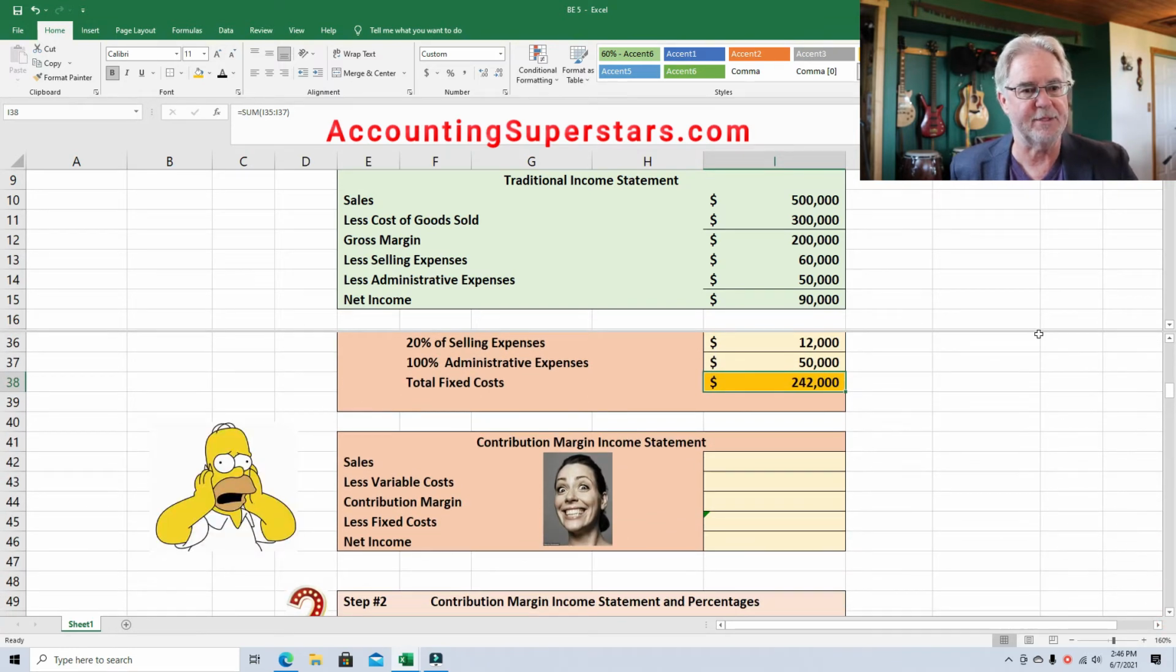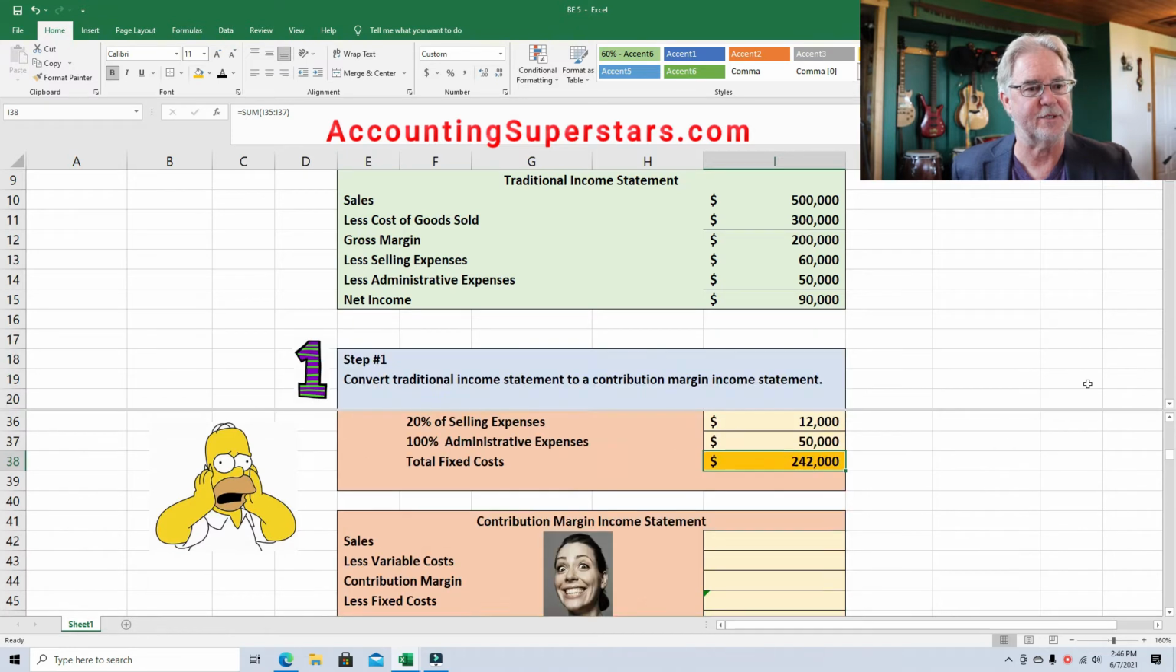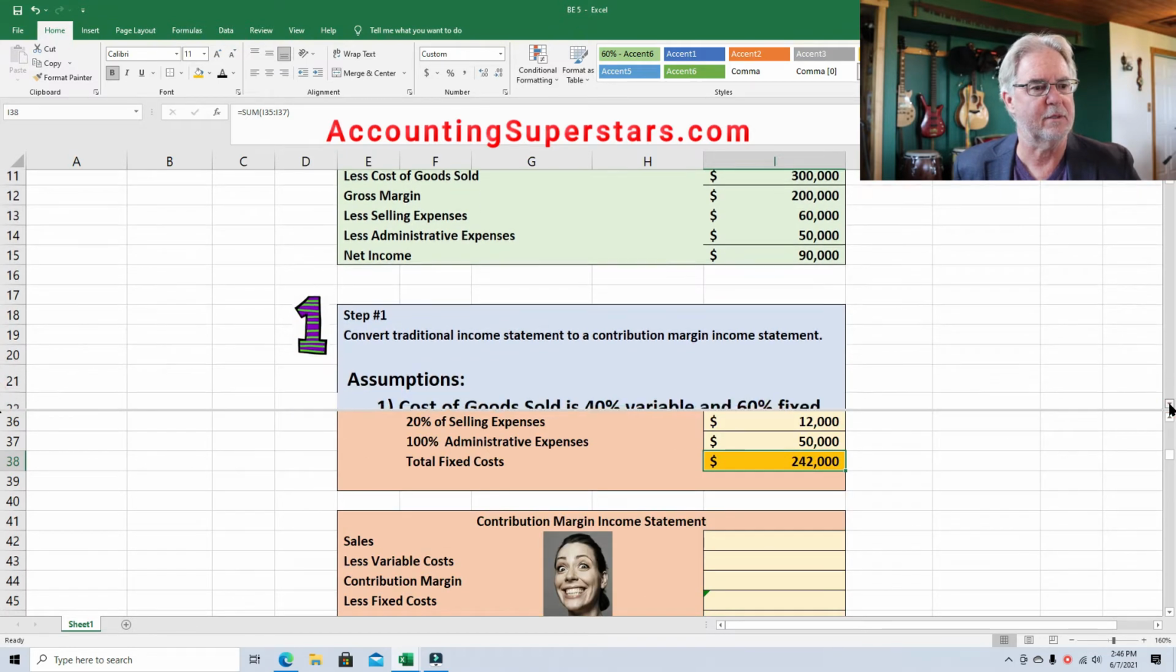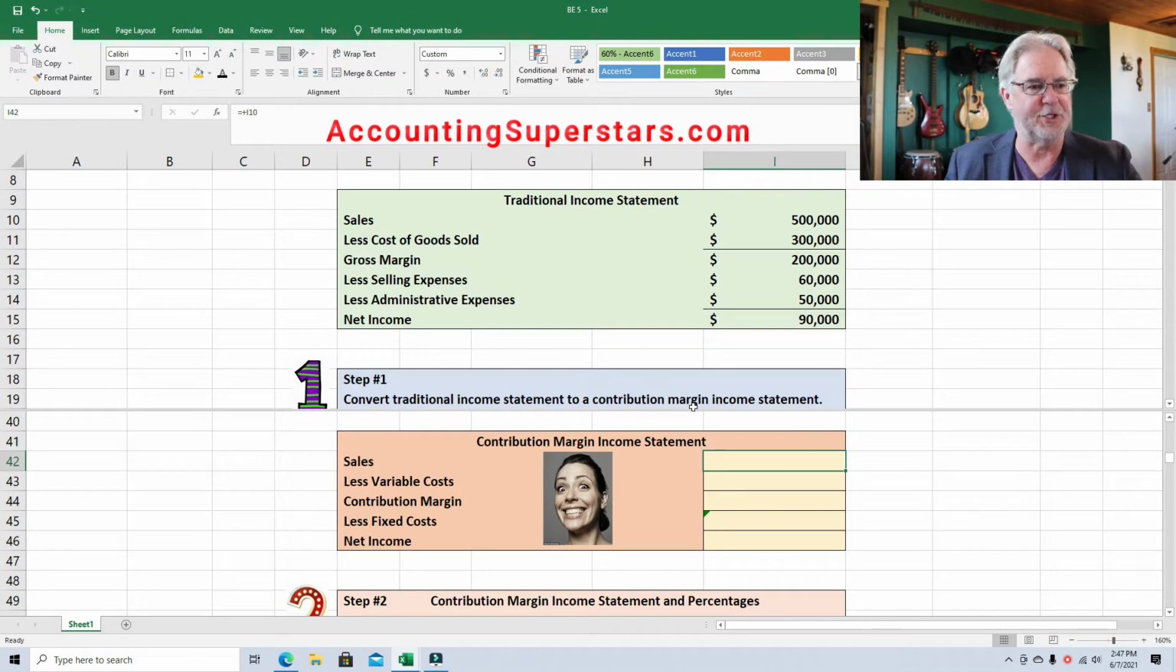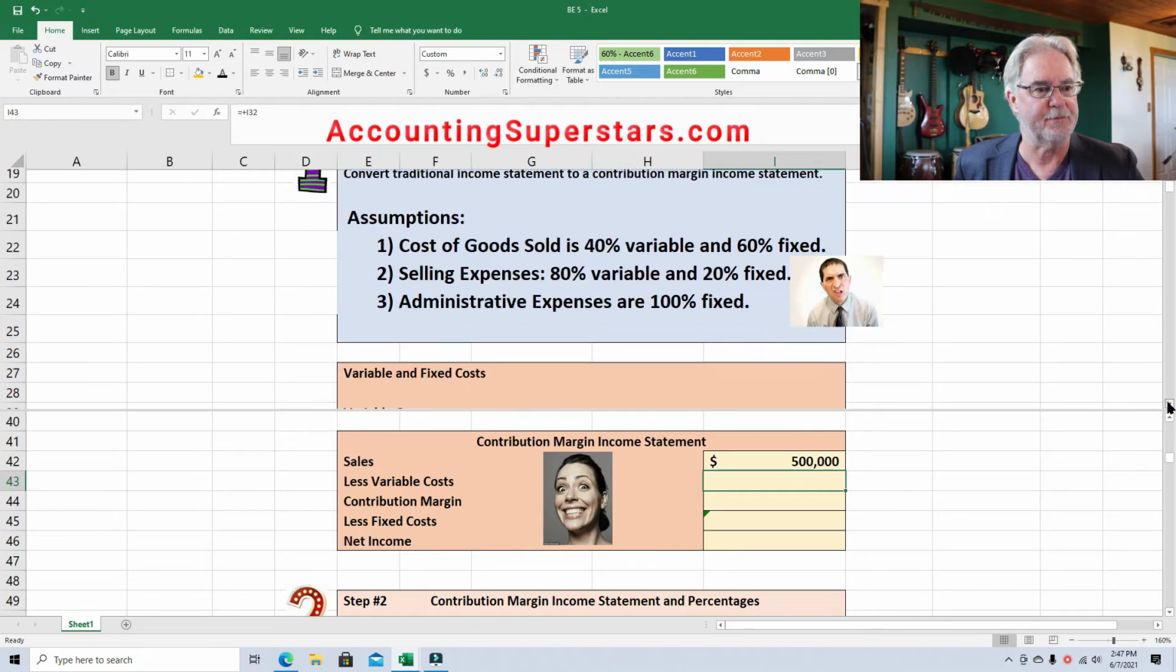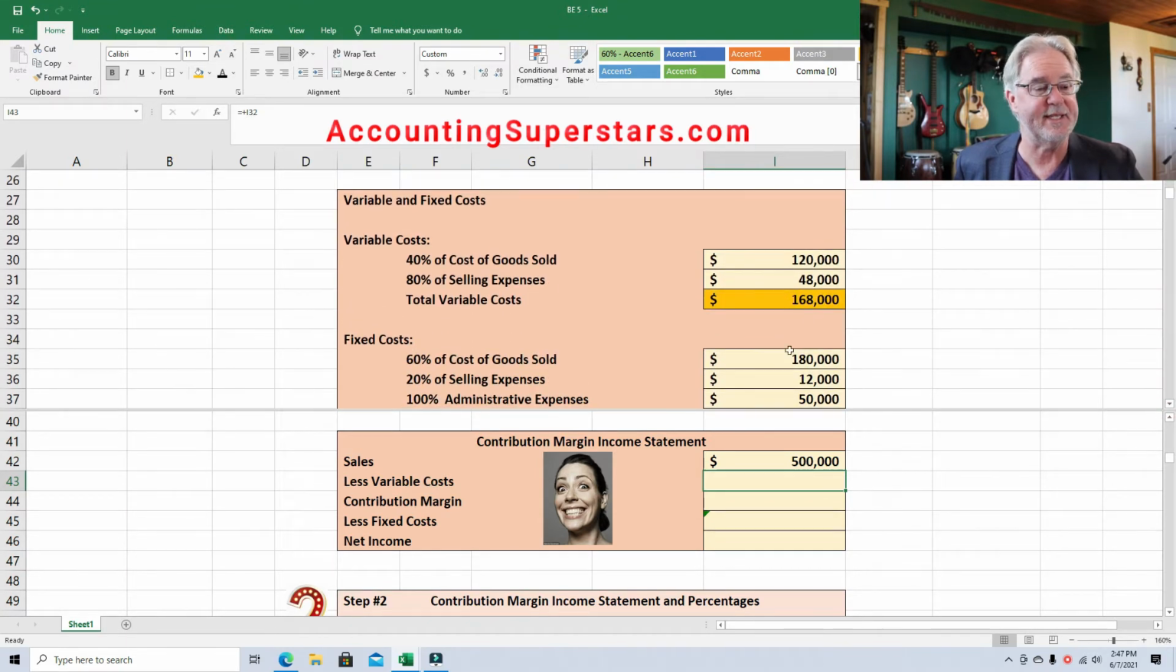Now, what we'll do next is scroll down here and do a contribution margin income statement. Really easy. Sales aren't going to change at all. All we're doing is moving around the numbers a little bit. Same numbers, we're just moving them around. So sales is $500,000. Minus the variable cost, which we just figured out a moment ago. So here's our variable cost, $168,000. And to get the contribution margin, all you do is subtract 500,000 minus 168,000, which gives 332,000.